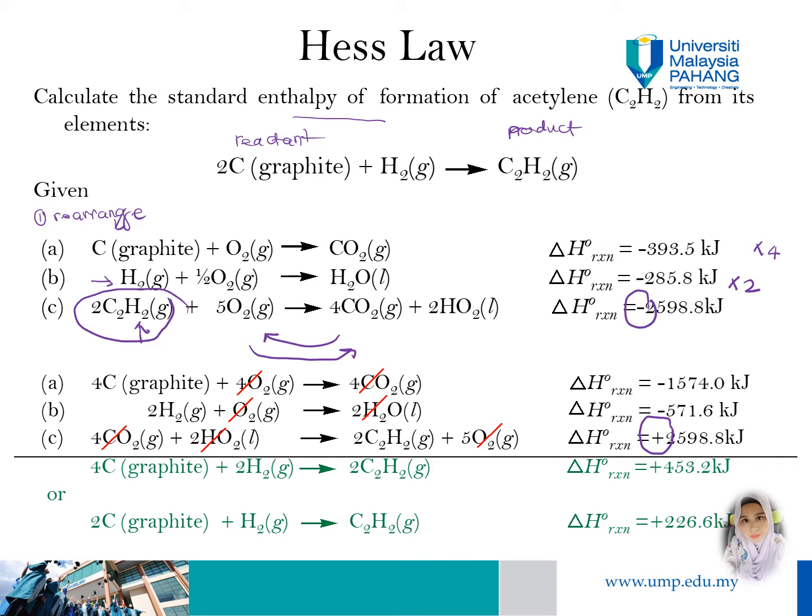Then by applying Hess's law, we add the three enthalpies of reactions 1, 2 and 3, and we get this value, the enthalpy change of the reaction in the formation of acetylene. And when we divide by 2, the value of the enthalpy is also divided by 2.